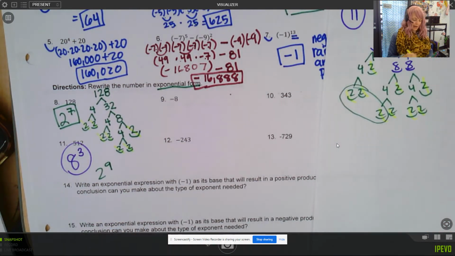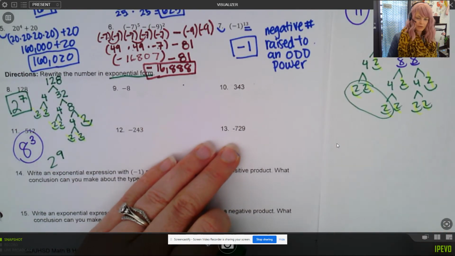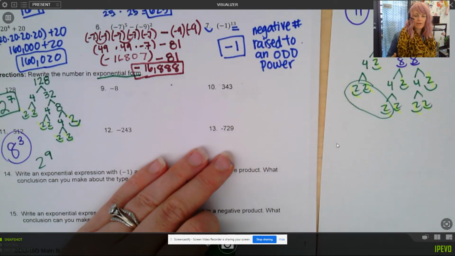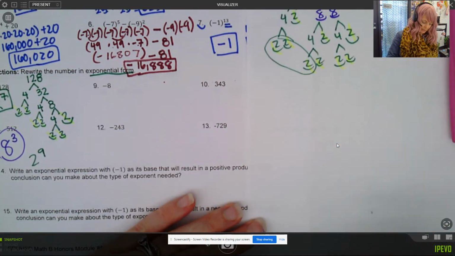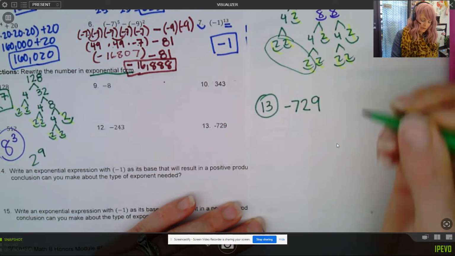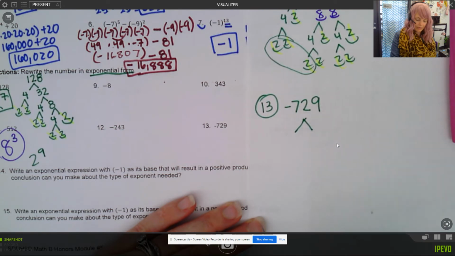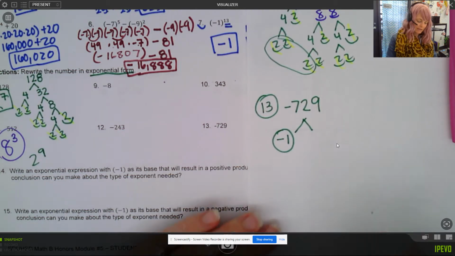Okay, so let's take a look at if our number is negative. Ooh, negative numbers. Okay, so I'm going to move over here to 13. Whenever you have a number that's negative, you're always going to start your factor tree. I might as well just keep using my extra paper. Negative 729. Your factor tree is always going to start with -1 because the number on the inside has to be negative. There's no way you're going to be able to multiply a positive number to get to a negative number. It's impossible.